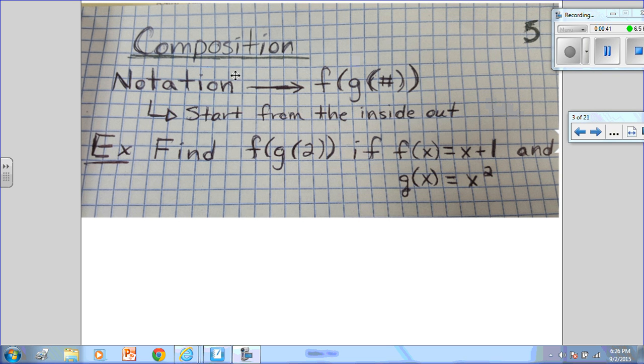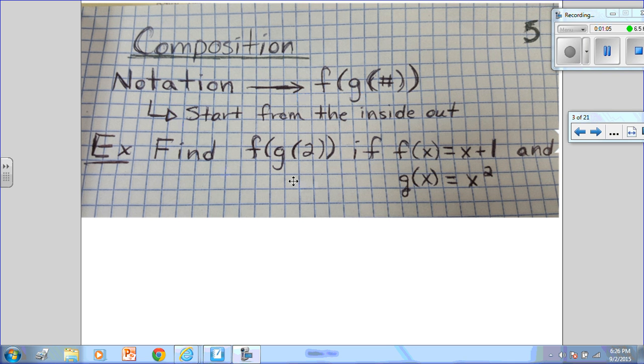Okay, a little bit of notation. This is what it looks like. F parentheses G parentheses, you'll have a number, and then since there's 2 letters, we have 2 parentheses. The main thing with this is you're going to start from the inside out. So you would start with, in this case, the G. These letters can be switched, so it just depends what comes first.